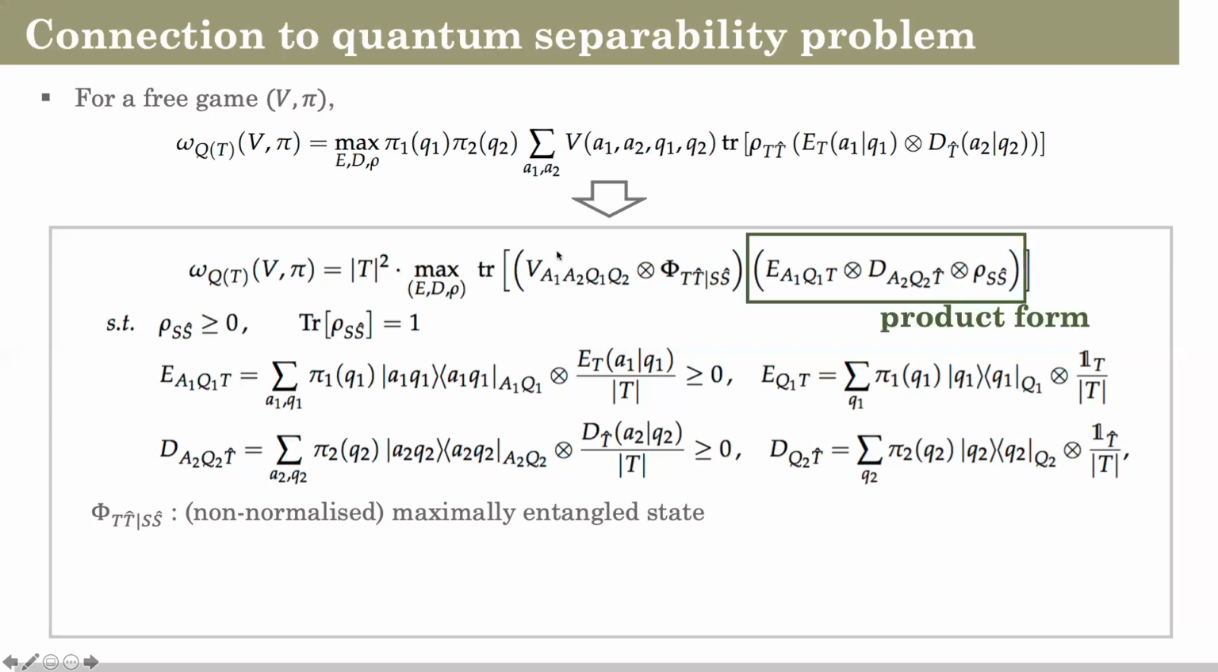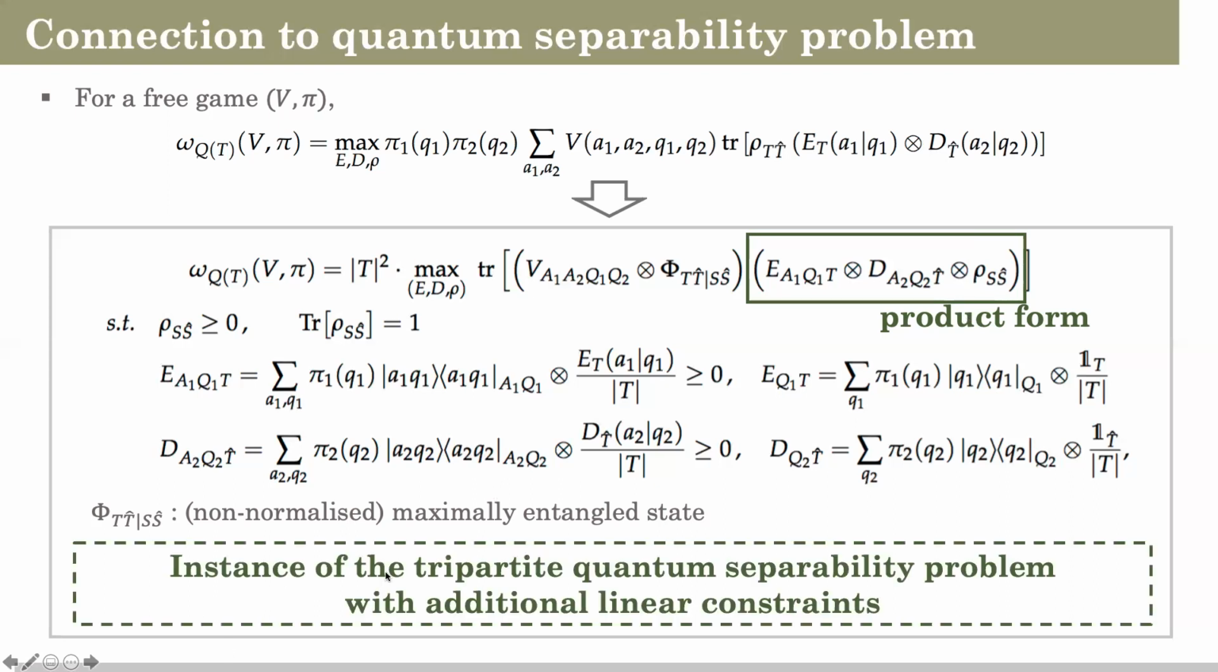But one important feature of this new expression is that now all optimization variables, E, D, and rho, are in the same part here, and they are in product form. Since product states are extreme points of the separable states, we can think of this optimization as optimization over all separable states with respect to the same tripartition as well. This means that this new expression can be seen as an instance of the tripartite quantum separability problem with additional linear constraints on the optimization variables. So we found the connection between omega qt and a variant of quantum separability problems with these linear constraints.